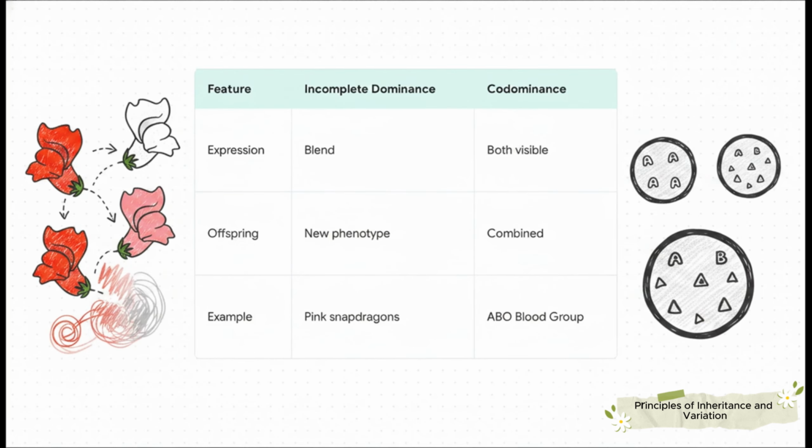Let's compare incomplete dominance and codominance, because honestly, they're tested against each other all the time. Incomplete dominance creates a totally new blended phenotype, like crossing a red and white snapdragon to get a pink flower. The dominant allele just fails to fully mask the recessive one. Codominance, on the flip side, means both original traits show up loud and proud at the exact same time without any blending. Think of how someone with an AB blood type produces both A and B antigens equally.